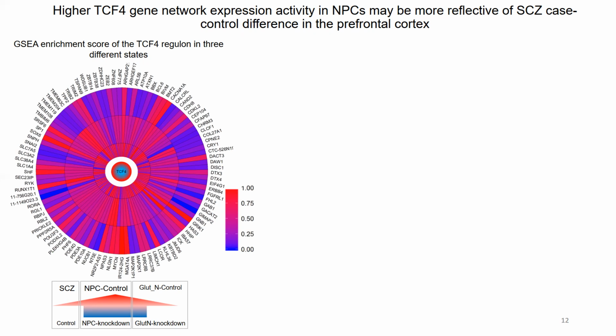Now, to demonstrate the closer similarity of the TCF4 interactome expression activity in the prefrontal cortex and in neuronal progenitor cells, here we depicted the GSEA enrichment scores in 3 data sets. As shown, we have created this circular plot. In fact, we found that the pattern of the schizophrenia case-control expression differences of TCF4 and its regulon in the prefrontal cortex of adult brains appears to be more similar to the patterns of higher TCF4 network expression activity in neuronal progenitor cells than in glutamatergic neurons.